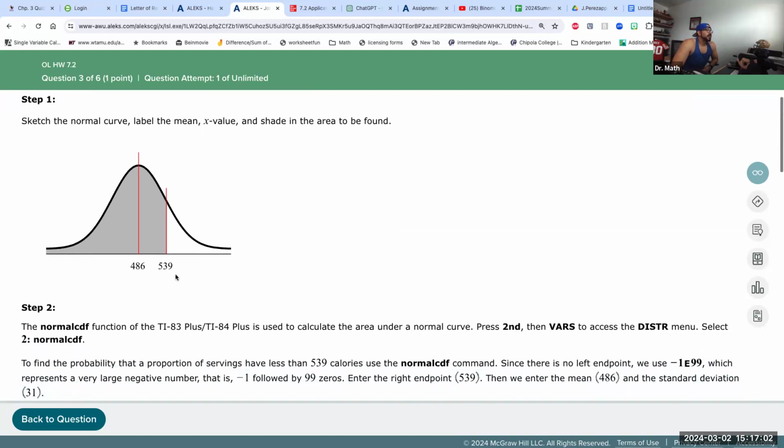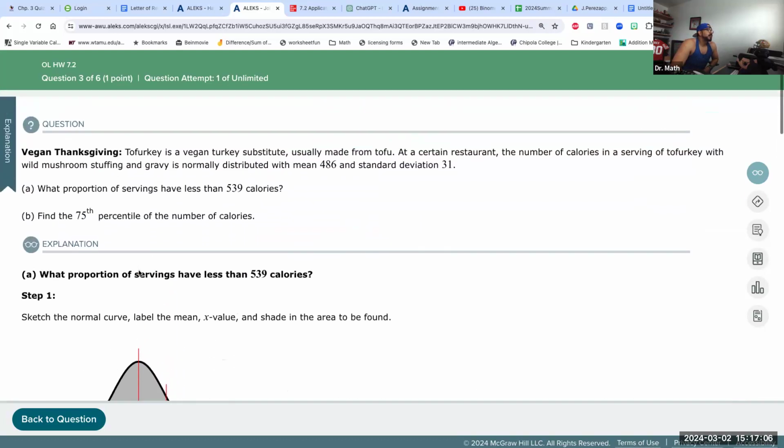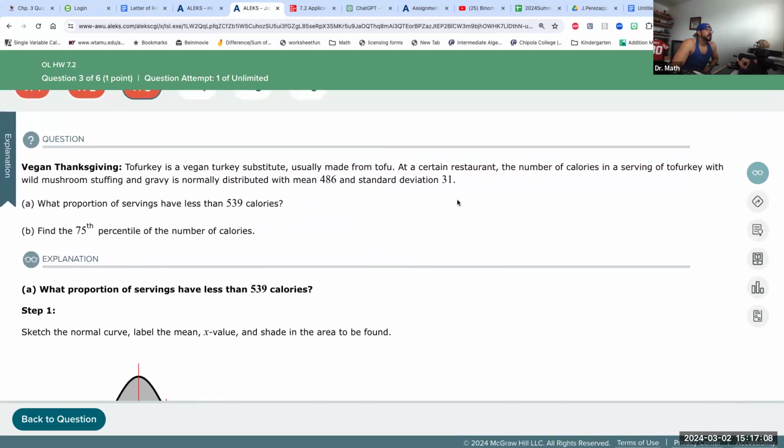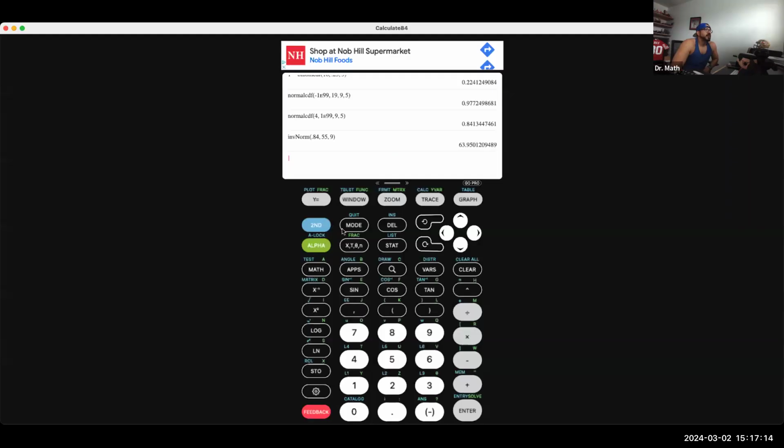All right, so our mean is 486, and our standard deviation is 31. So help me out, remind me of that. All right, so 486, 31. So I'm going to do second vars normal CDF. I'm going to go to, I forgot already, 486.